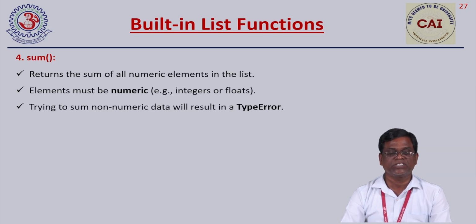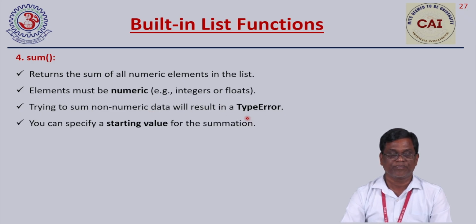The next function is the sum function. If you want to find the sum of all the elements in the given list, I can use this sum function. The important point is that the elements in the list should be numerical values, either integer or float data type. Only then can we apply the sum function. If I try to apply sum on non-numerical values like strings, it will result in a type error.